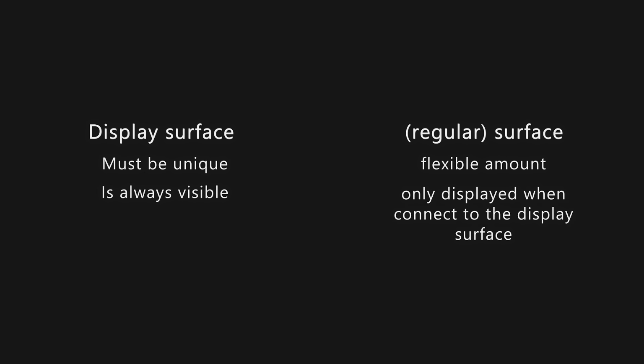But just to mention it, we can only have one display surface, and the display surface is always shown. So we can basically never hide it. However, for regular surfaces, we can have as many as we want. There's no limitation to it. However, a regular surface is only displayed if we actually put it on the display surface. So you could have created 1,000 surfaces, unless they are specifically attached to the display surface, they will not be visible. So, alright, that was again quite a bit of theory.